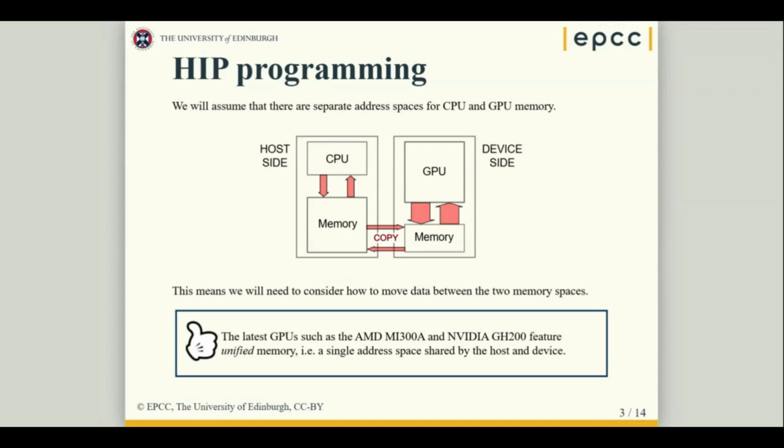So we're going to treat them as separate address spaces, but be aware people are starting to implement them as unified places. This does not mean that they have uniform access speeds, and this is very important for performance. They may well provide a single address space, but depending on where in that address space the memory sits, the speed at which you can access it will be different.